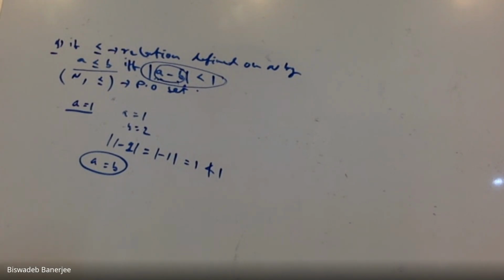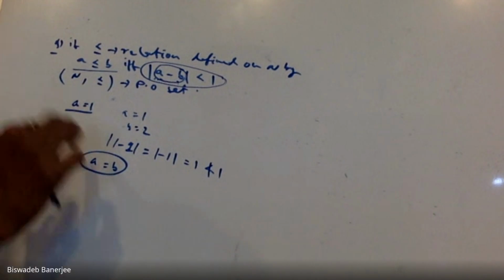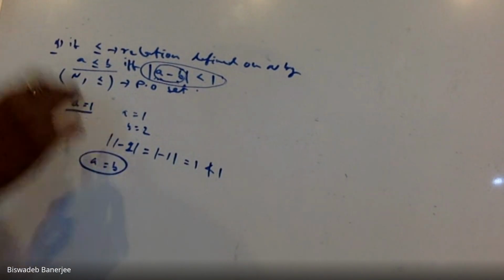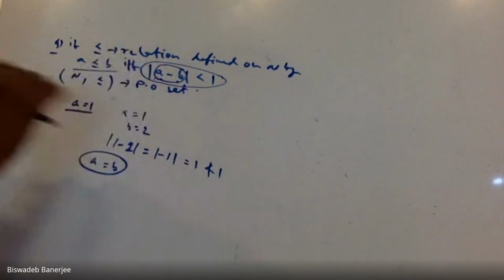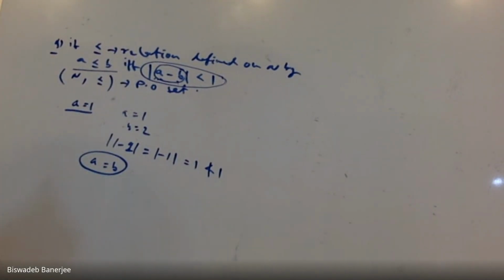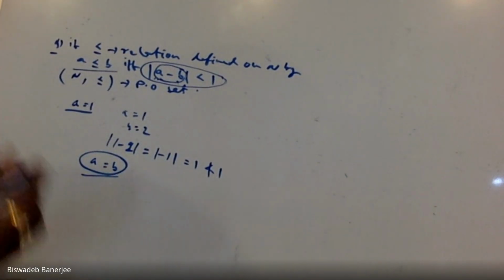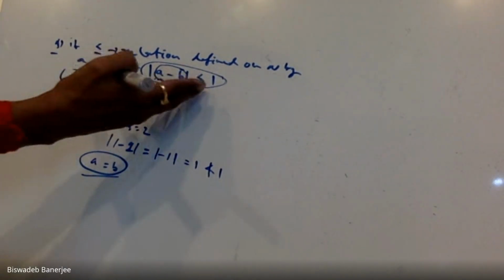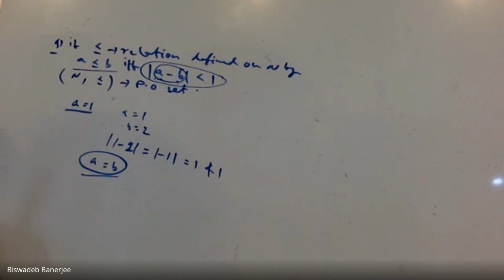Done now? Because if a is not equal to b, and a and b are natural numbers, their difference cannot be less than 1. So if a and b are natural numbers, and this relation holds, you must take a equal to b. And in that case, it is a trivial relation, which means it will always be satisfied.